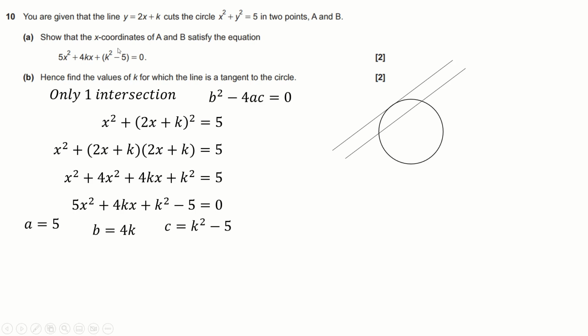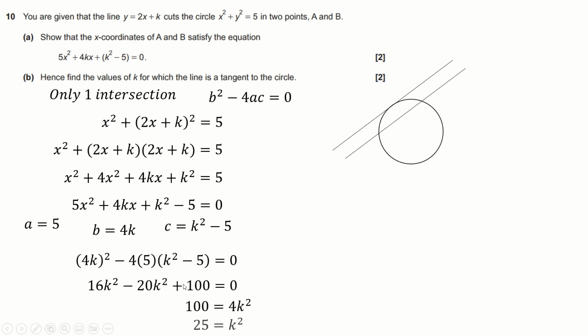That's why they put that in brackets, to just help you out and remind you that all of that is c. Okay, so b squared minus 4ac, don't forget to square the 4 when you do b squared. That's the only thing to be careful of here, I think. Rearrange this and we get k is 5 or minus 5 when we square it. Of course, it can be both, so you put both.